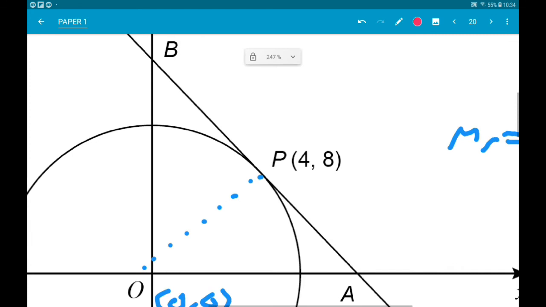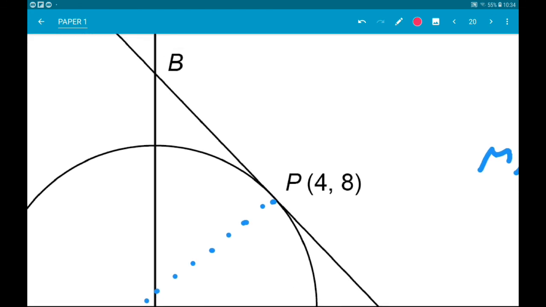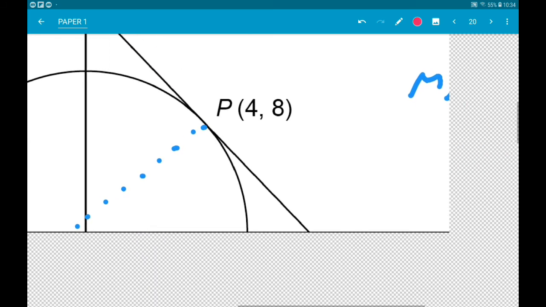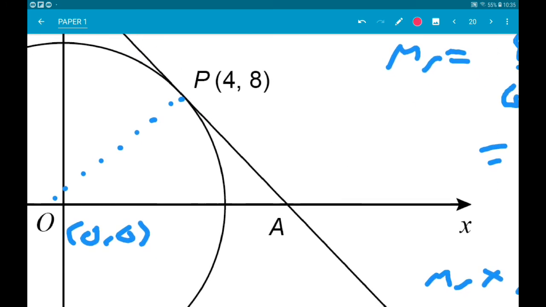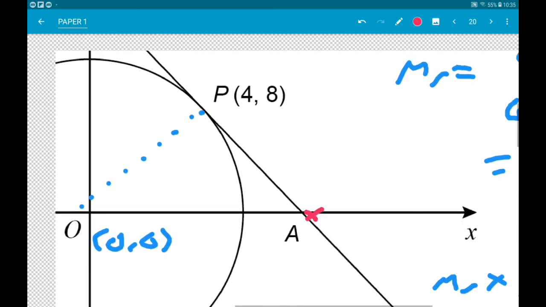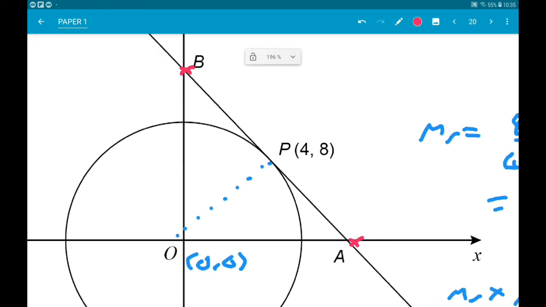So if we work out the coordinates at B and the coordinates at A, we will then have a right angled triangle where we know the height and the length. We can then use Pythagoras to work out the hypotenuse. So the first thing we need to do is work out the whole equation of the tangent.